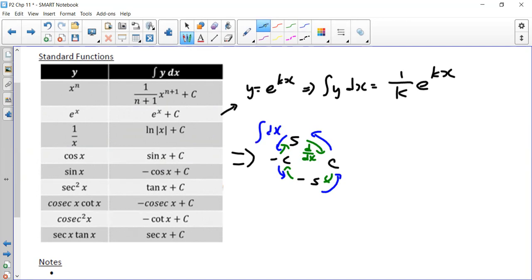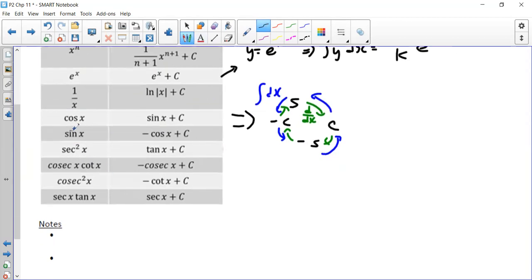So next one, sec squared. Now these 4 are given in the formula booklet. FB is not Facebook, it's formula booklet. So sec squared, if we look at the formula booklet again, sec squared.